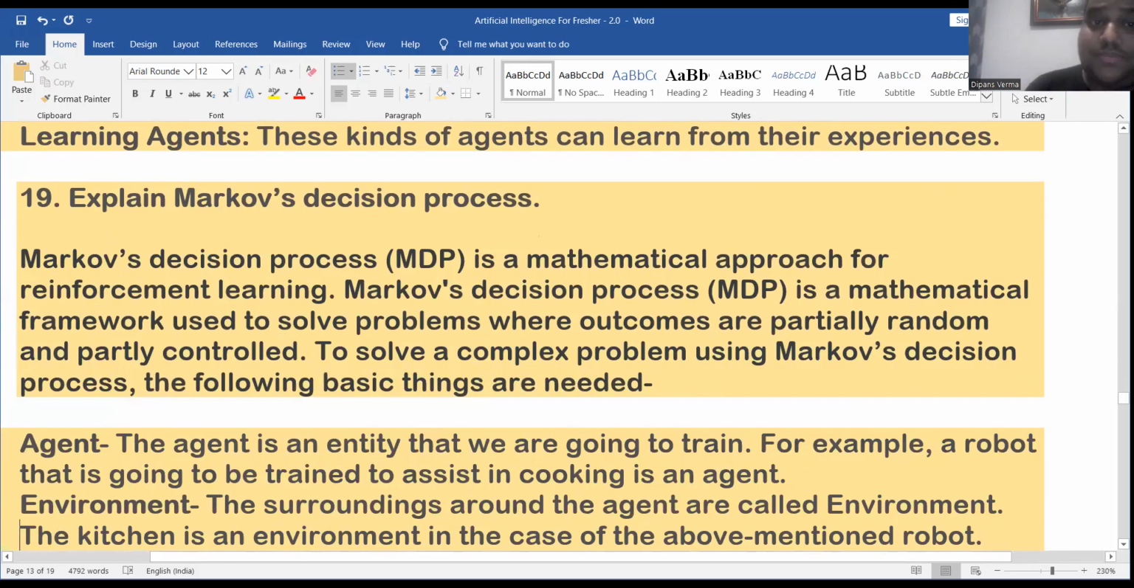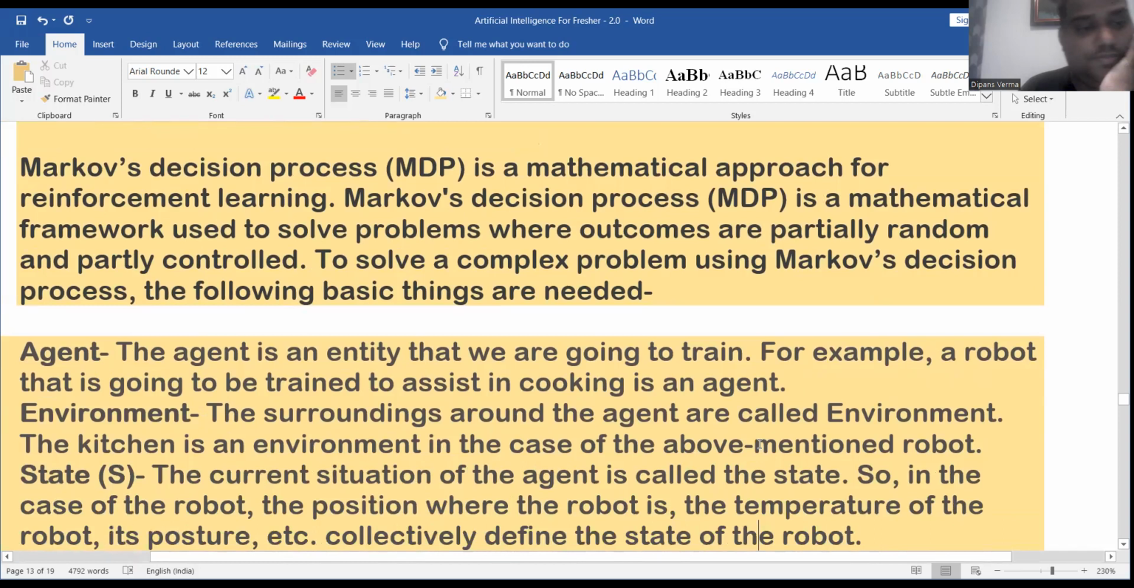Markov decision process (MDP) is a mathematical approach for reinforcement learning. Markov decision process is a mathematical framework used to solve problems where the outcomes are partially random and partially controlled. So Markov decision process is just a mathematical approach. We have seen from the statistics one how we are solving a number of problems, and I would like to make a video series on that.